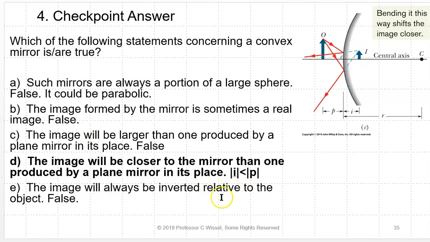The image will always be inverted relative to the object. That's only true for real images. All of these are virtual images. They're always going to be upright.